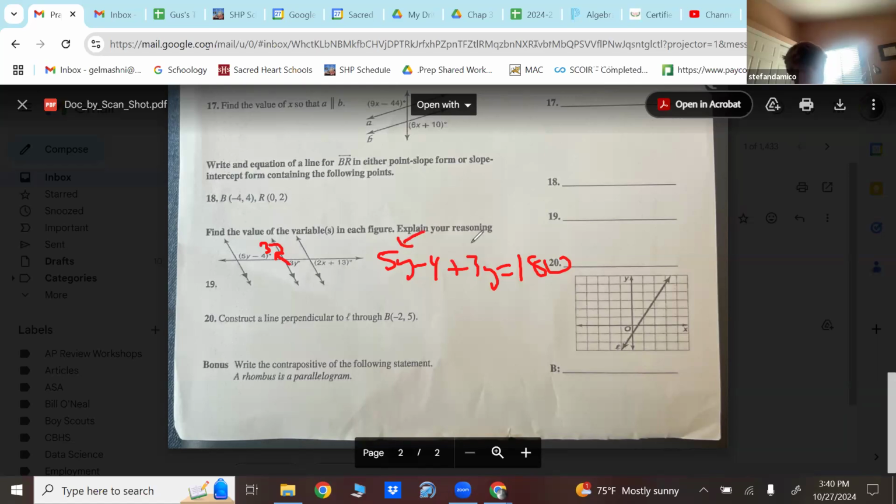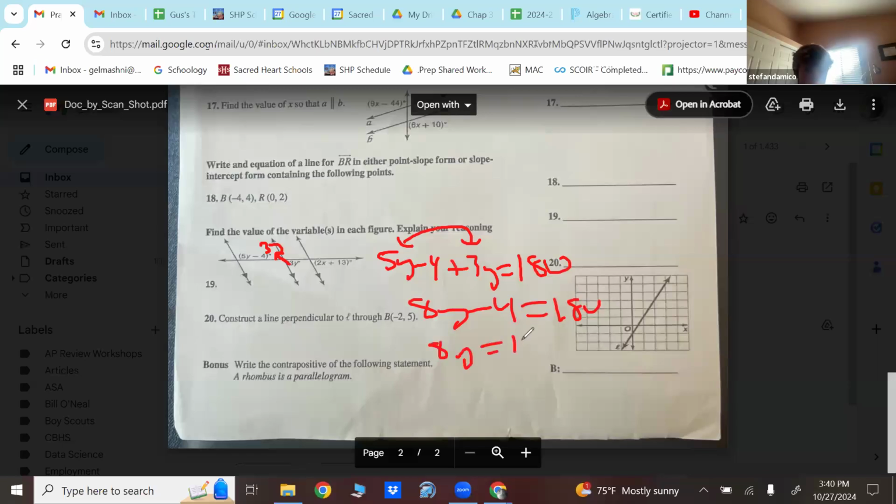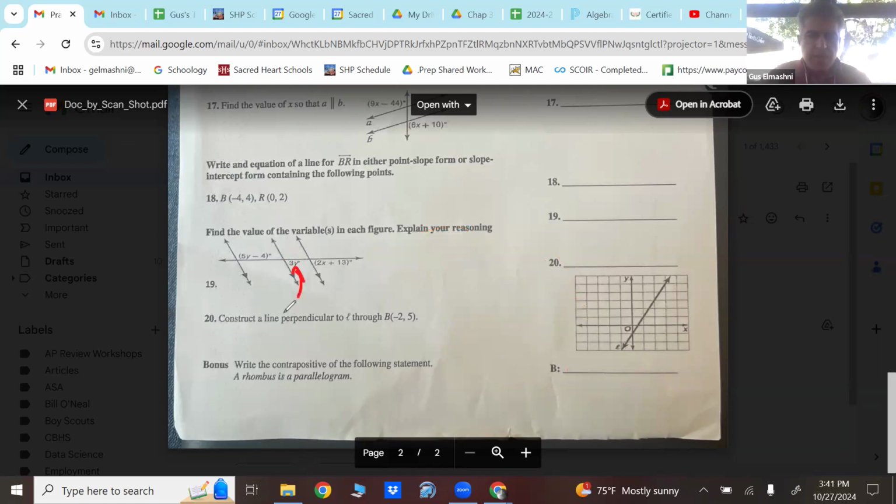So when you combine, what does that become? 5y plus 3y will be 8y. Good. 8y minus 4 equals 180. Then 8y equals what? 184. We divide that by 8. That should get around 92 over 4, 46 over 2, you should get 23. So that's y. And if y is 23, then this is 69.